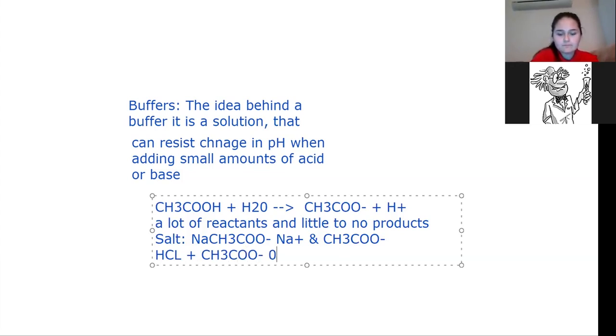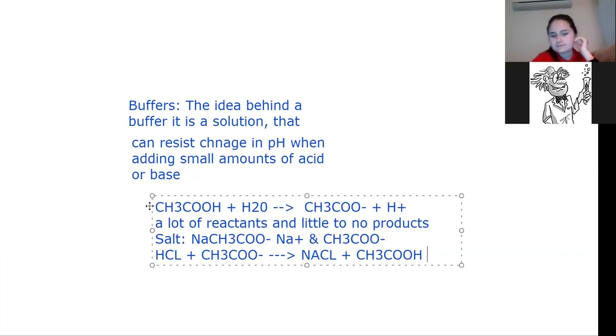It's going to form NaCl plus CH3COOH, which is the acid. So you haven't changed anything. That's why the pH doesn't change. You're just going back to the reactant.